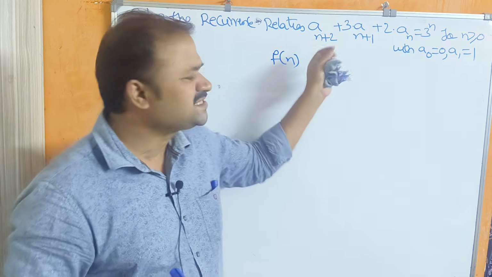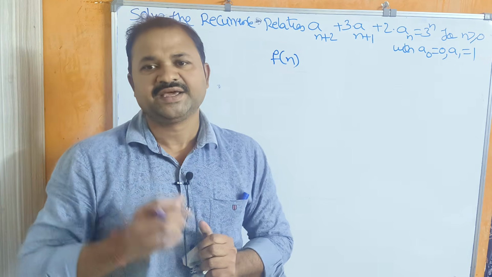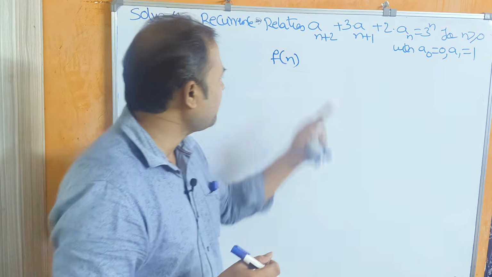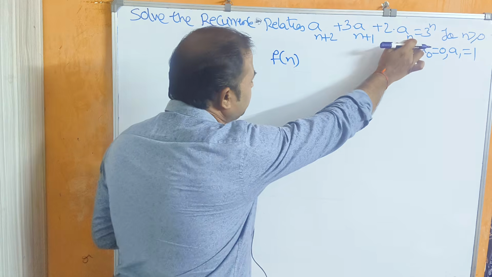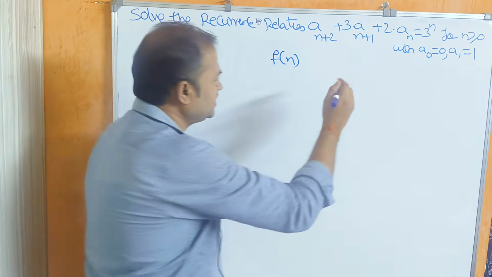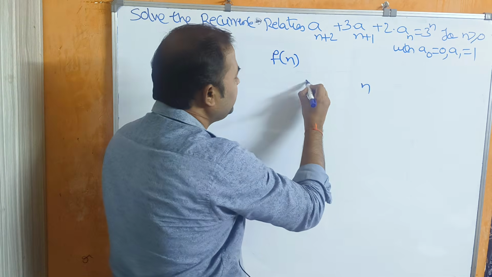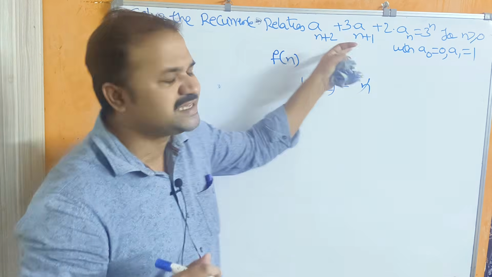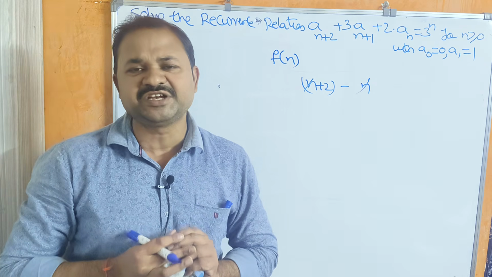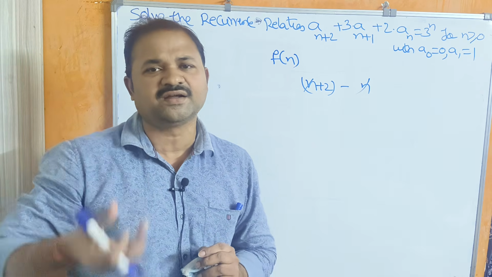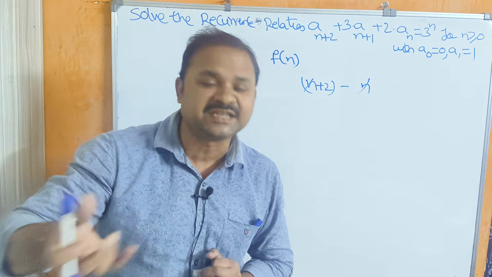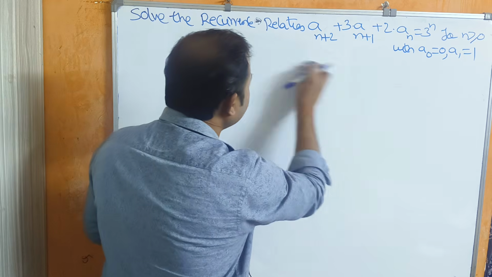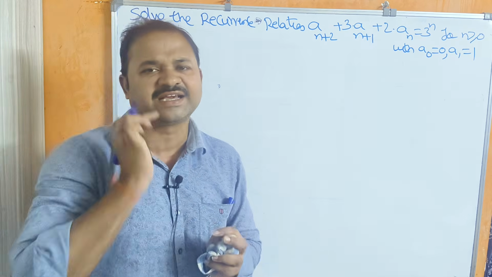Now let's see what is the order of this recurrence relation. In order to determine the order, we have to subtract the lower subscript from the highest subscript. Here the lower subscript is n, whereas the higher subscript is n+2. So the result is 2. So we can say that the given recurrence relation is a second order non-homogeneous recurrence relation. So first you have to write that point. The given recurrence relation is a second order non-homogeneous recurrence relation.